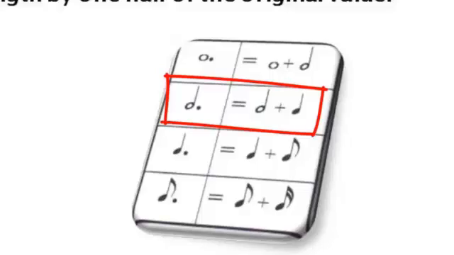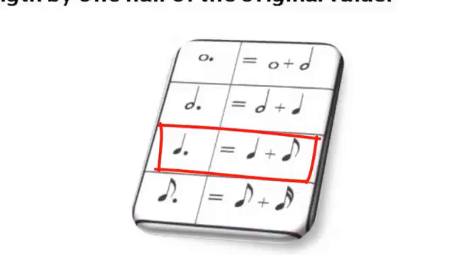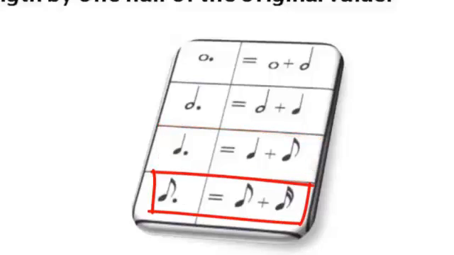A dotted half note would be equal to a half note plus half of that, which is a quarter note. A dotted quarter note is equal to a quarter note plus half of the quarter note, which is an eighth note. And a dotted eighth note is equal to an eighth note plus half of an eighth note, which is the 16th note.